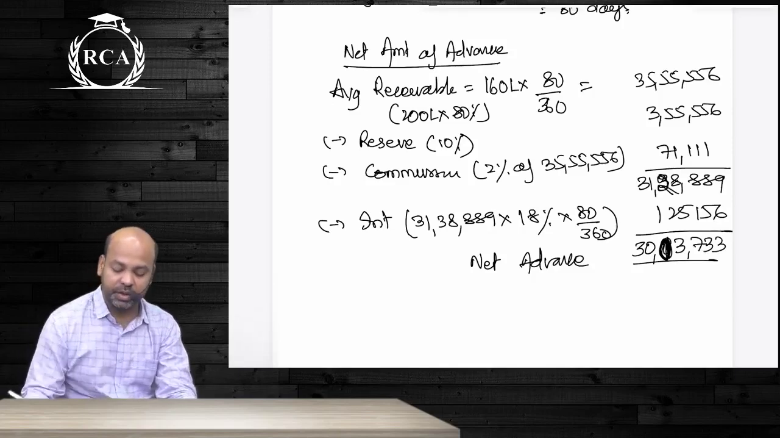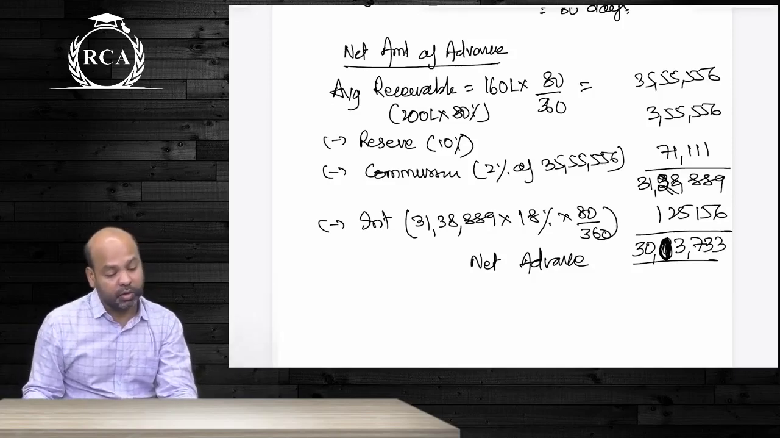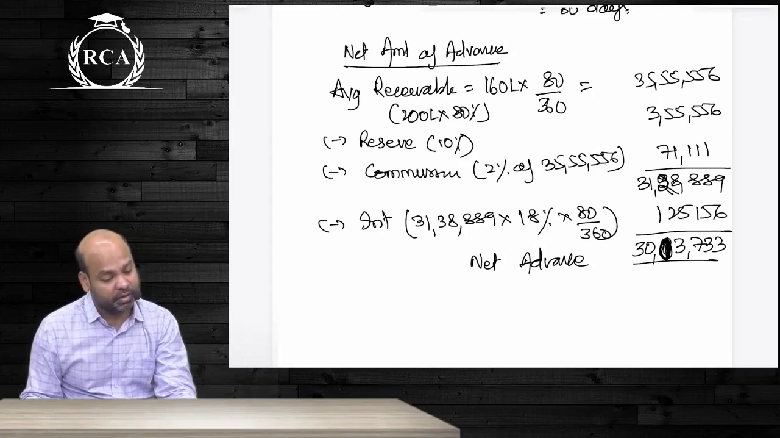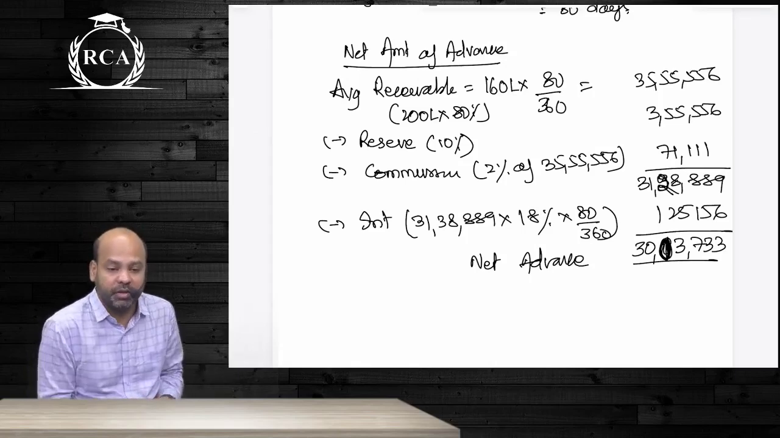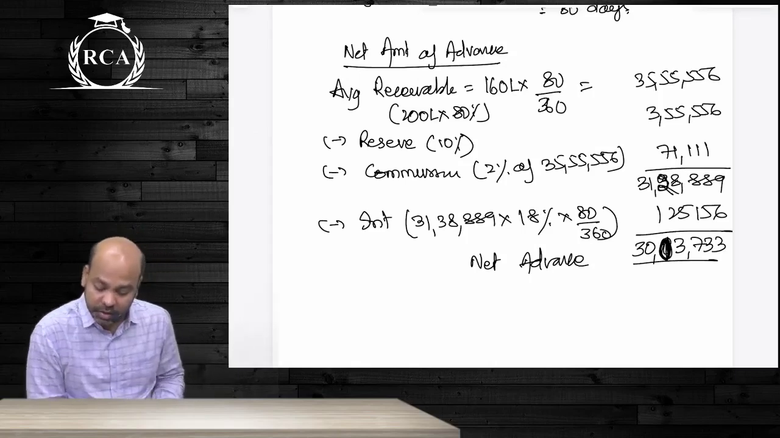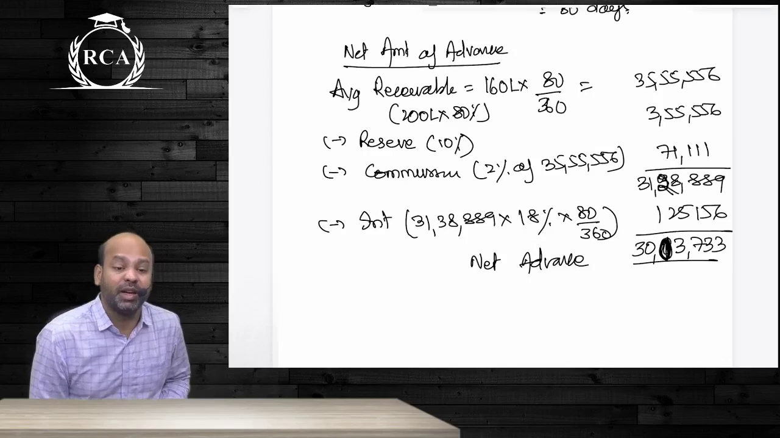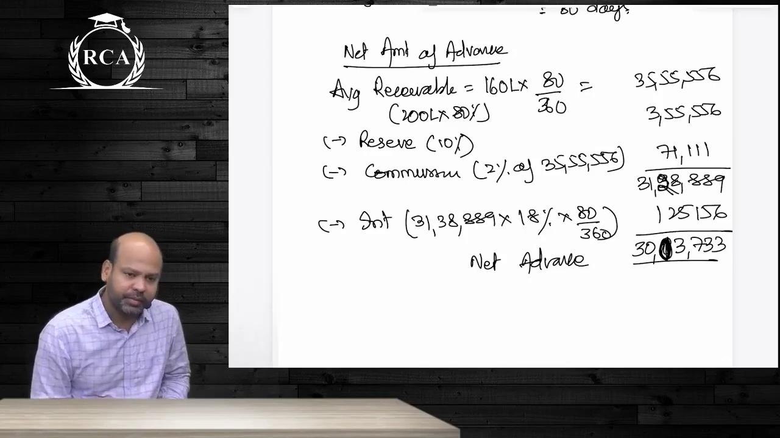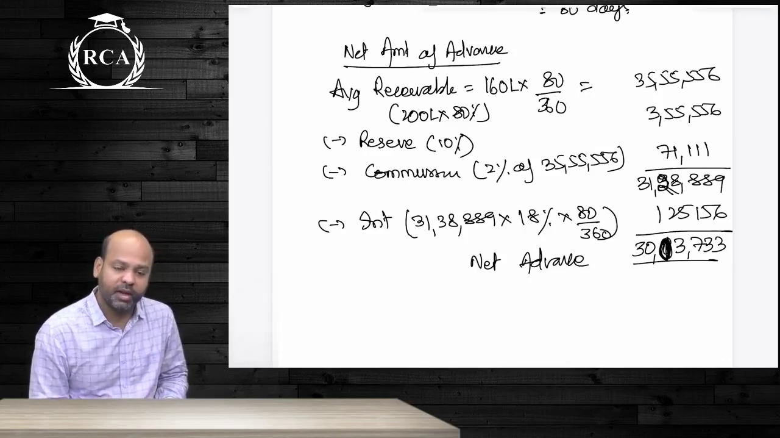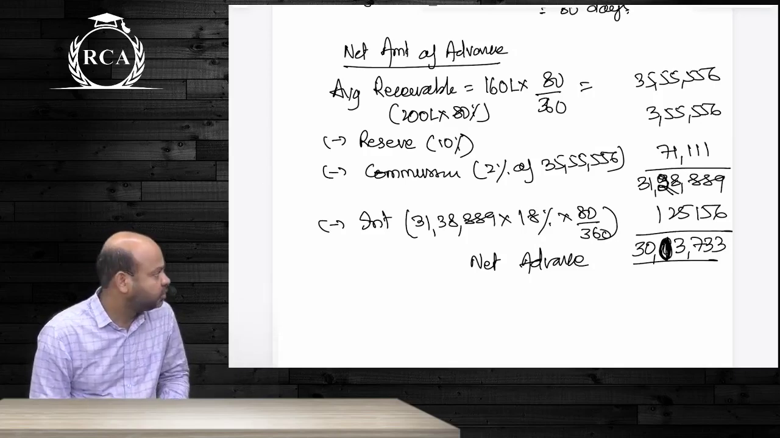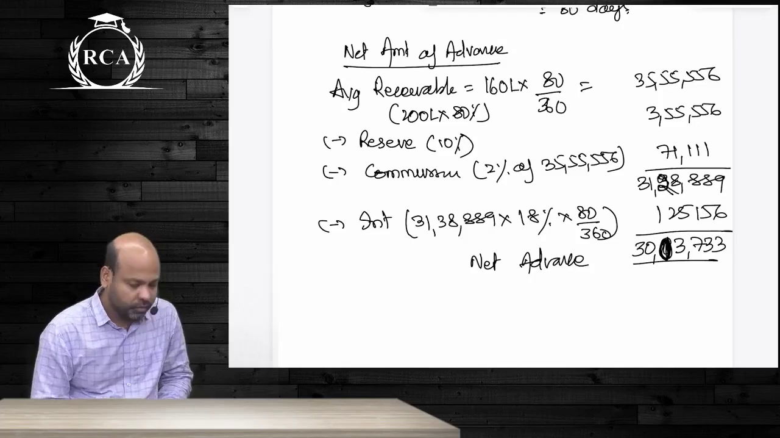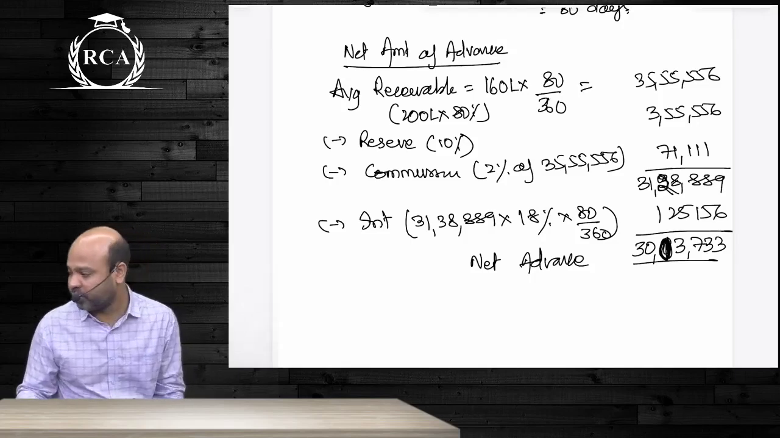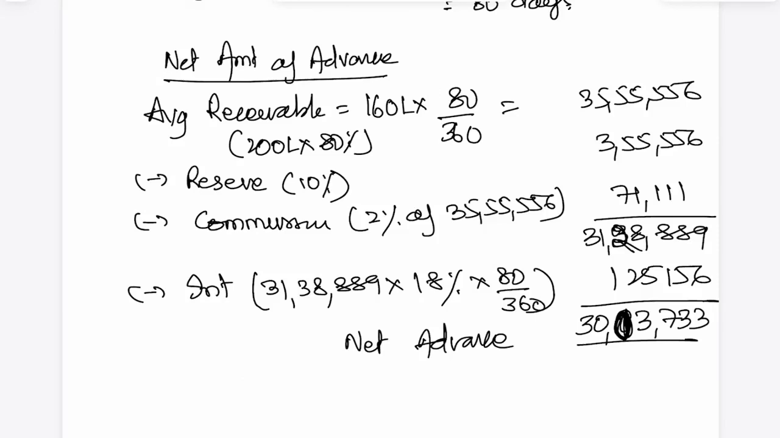3,733. Guys, perfect, so we got the answer to the first bit and the second bit, guys. Average receivable is 35 lakhs 55,556 and the net amount of advance, beta, is 30 lakhs. 3,733. Once you do this, beta, what is the next step? Compute, guys, all of you compute what is the amount of expense and net saving, guys.